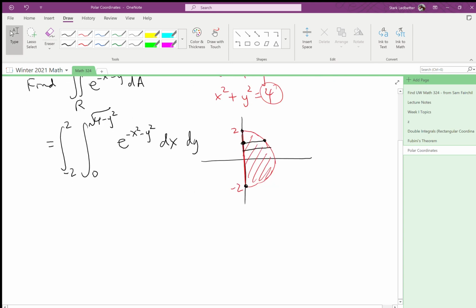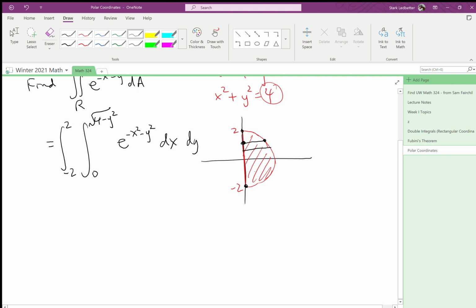So that's difficult to integrate. We have an e to the negative x squared. Same thing, last time we had an e to the positive y squared. That was difficult to integrate too. So maybe we can fix it by switching the order. That worked last time. So how would we do that?